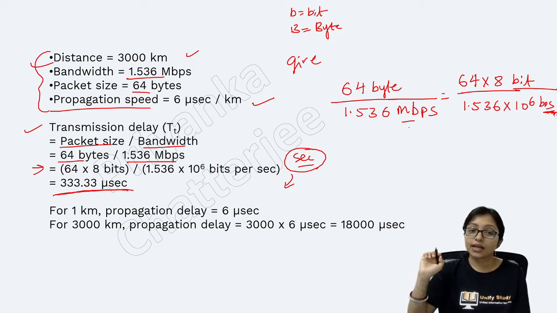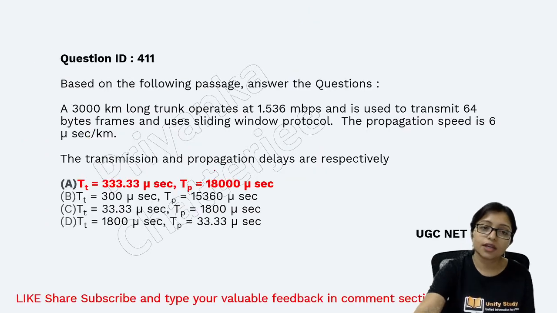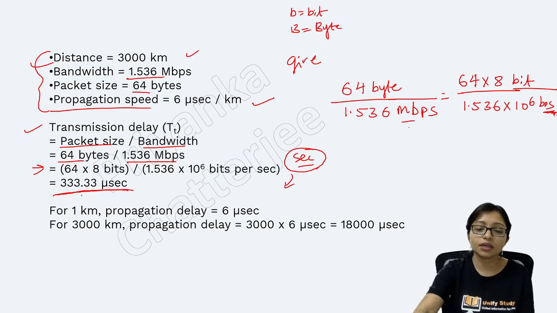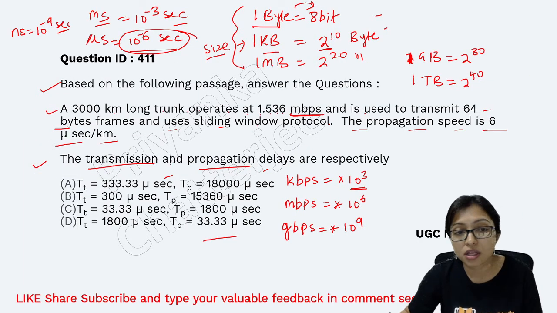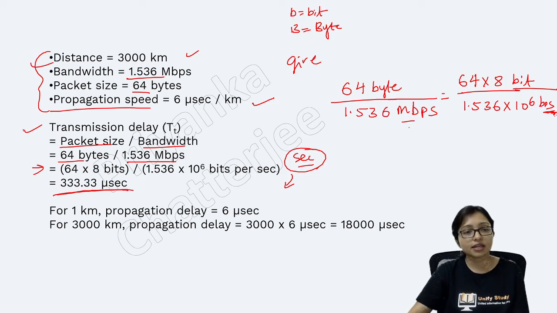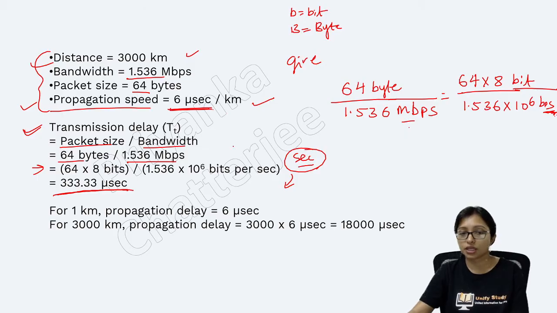Now we will go to the next question. I hope it is clear to you how to do it. Another part of the question was the transmission and the propagation delay. So we did the transmission here. Now what will be the propagation delay? The propagation speed is given here actually, the propagation delay is not given. Propagation speed is 6 microsecond.